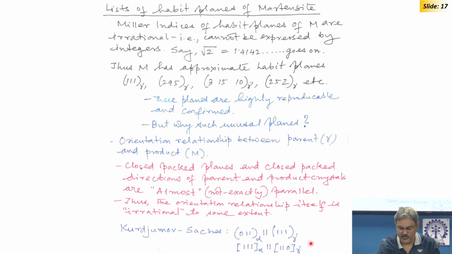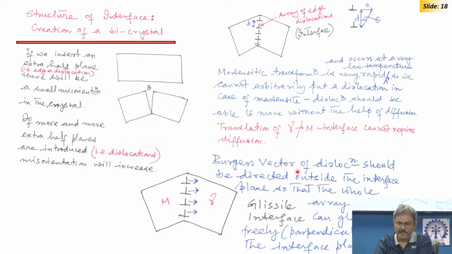So, it is called the Kurdjumov-Sachs relation; they have proposed it. Now, first of all, coming to this kind of transformation, what is happening? You have a single crystal of austenite and you are transforming it by shear. So, it is a displacive transformation that is happening.